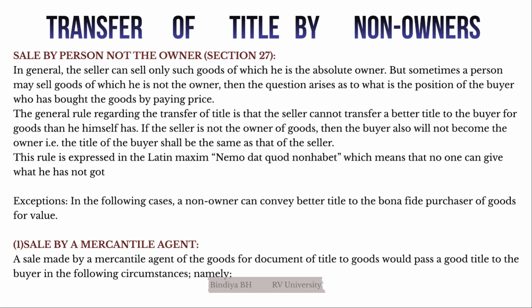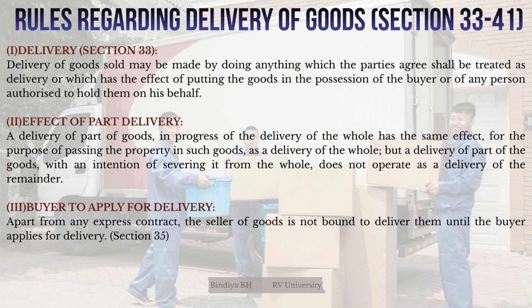Now sometimes the goods are not with the seller but with a third party, like a warehouse, or it can be with the transporter, or maybe with the bailee. In such a case, delivery is complete when the third party acknowledges to the buyer that he now holds the goods on the buyer's behalf. So delivery does not require physical movement every time. It can also happen through legal acknowledgement.